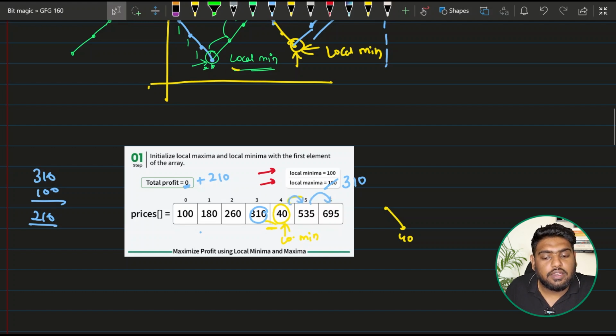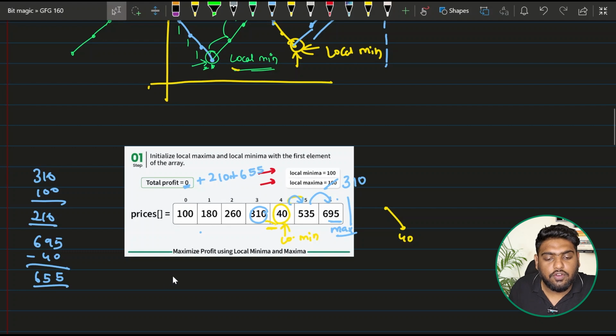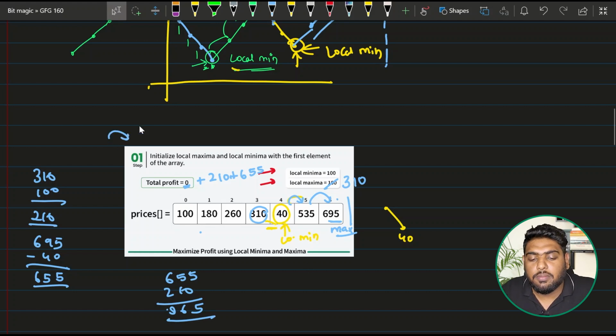Increase in value, and the array ends here. So this would be considered as your local maxima. Again, you have to do the same. You need to do 695 minus 40, resulting in 655. 655 would then be added here, and you would have your total profit as 655 plus 210, resulting in 865. So now you have seen, using this example of local minima and maxima, how you can solve this question.